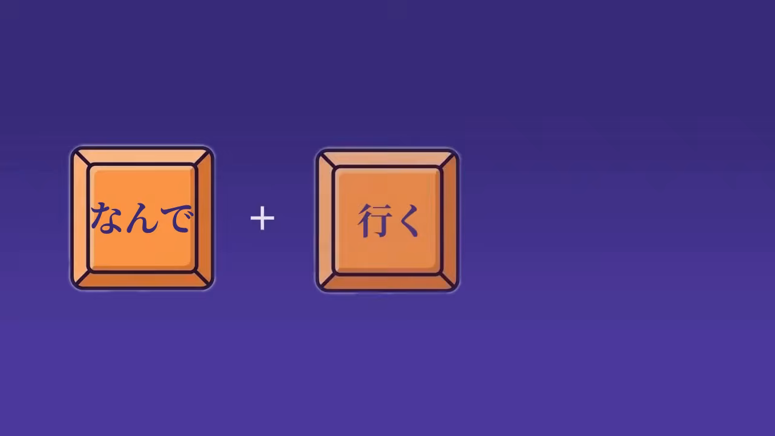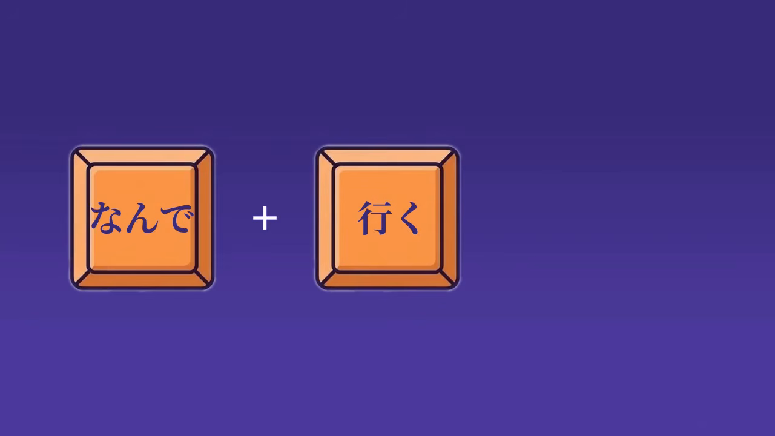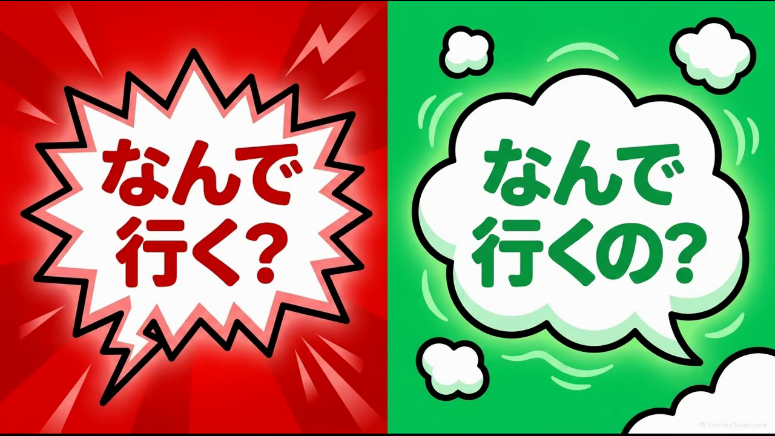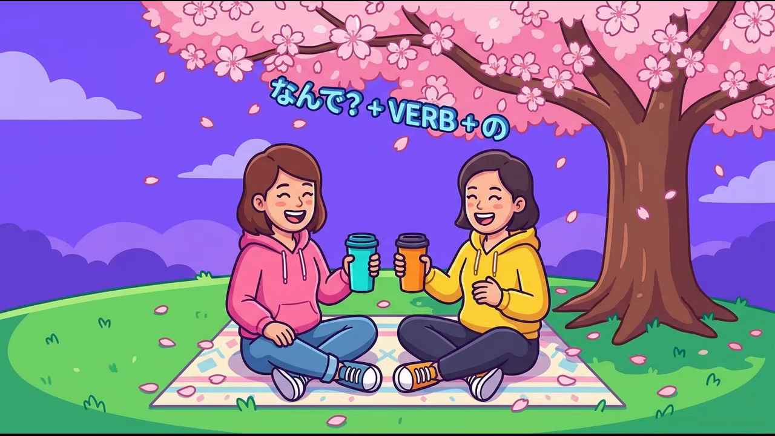To build a full sentence, you place Nande directly before a casual verb. This is how you would ask a friend why they are going, iku, or why they aren't, ikanai. In spoken Japanese, these questions almost always end with the particle no. This particle softens the question. It signals that you are actively looking for context and understanding, rather than just firing off a blunt interrogation. This combination of nande, a casual verb, and a softening particle creates the foundation for nearly all friendly inquiries in Japanese.